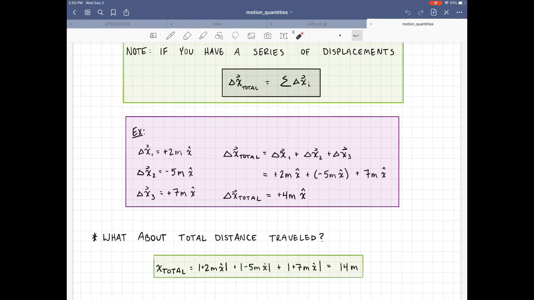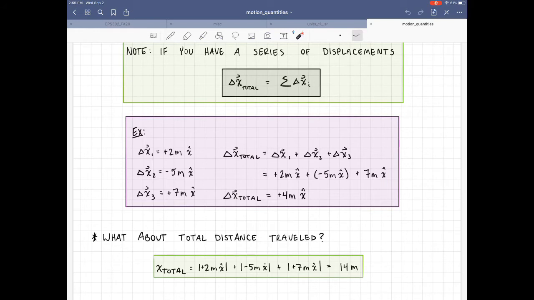So one important thing to point out is that this is referring to the total displacement. An interesting question to ask is, how does that compare to the total distance that you traveled? And the distance traveled, essentially, distance doesn't take into account direction. All that matters is tracking the total change in location over the entire trip.